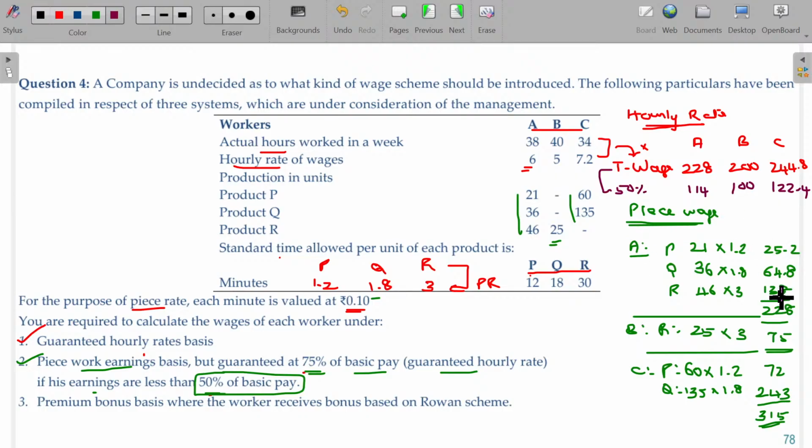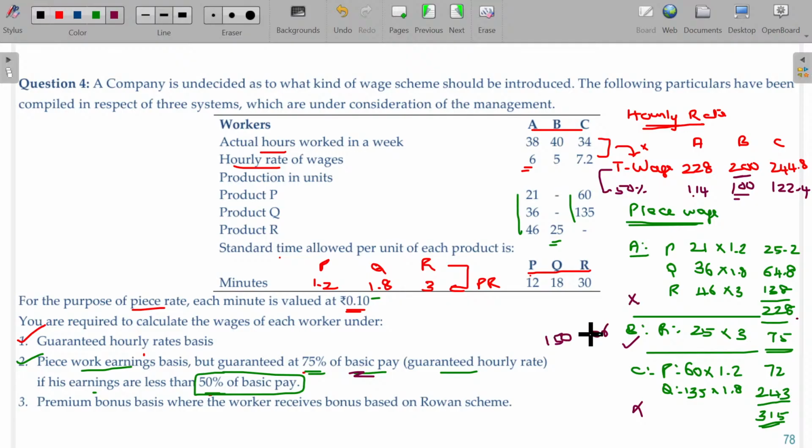So first case, is it so? No, sir. 114, but earning is higher. Second case, yes. His income is less than 50%. And in case of C, no, sir. So A and C are assured their own piece wages, but in case of B, the piece wage is much lower, but there's a guarantee of paying 75% of the basic pay. Then 200 rupees is the value. 75% of the basic pay is 150.